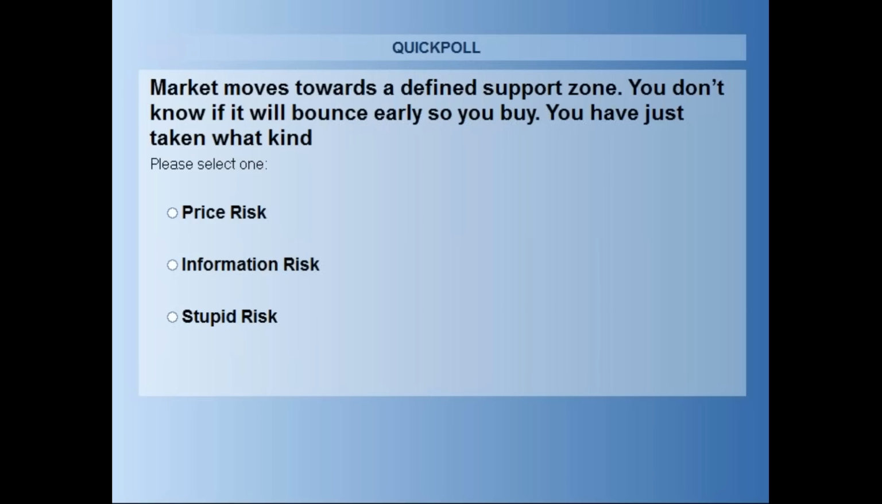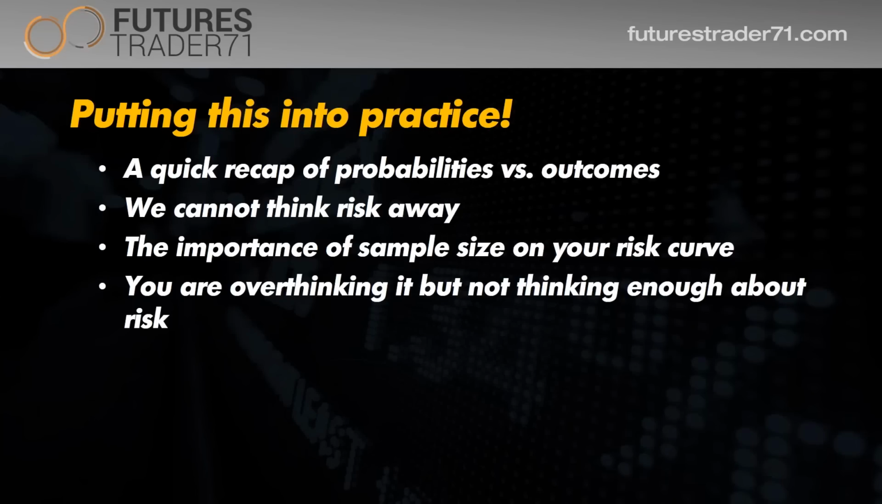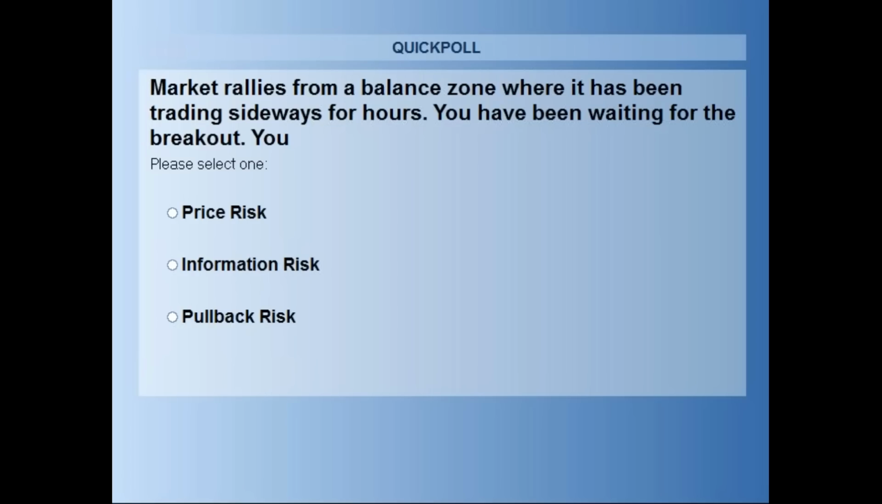Okay, so let's get rid of that. 71% of you have answered. It's been on for a long time. Second question. There we go. With this one, the market rallies from a balance zone, so the market has rallied from consolidation, where it has been trading sideways for hours, and it just rallies. You've been waiting for the breakout. You just took what kind of risk? What kind of risk did you take?